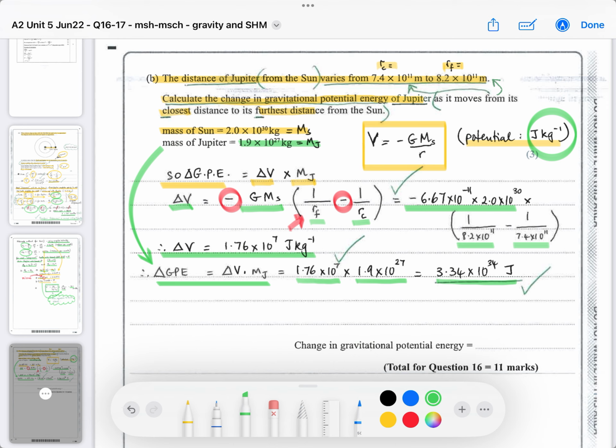It becomes positive because you're moving higher away from the Sun. And remember, if you move away from somewhere, you're increasing the gravitational potential energy, and the minus signs actually do show that it's a positive change. You can then probably put it into two significant figures here. So you probably should simplify it to two significant figures from 3. Okay, there's the 11 marks.